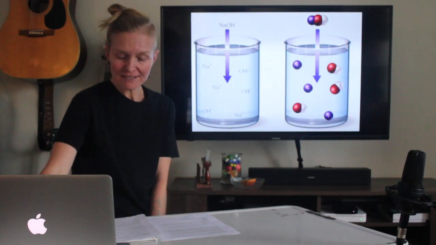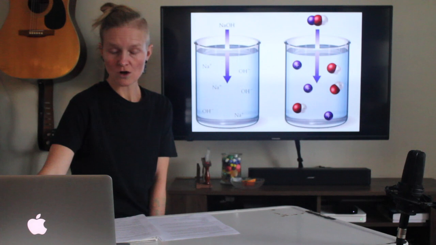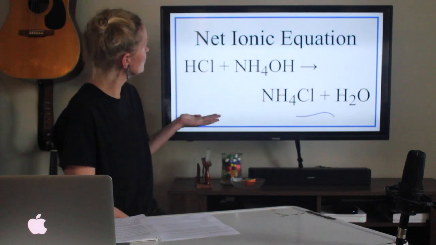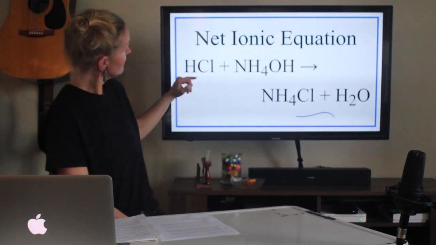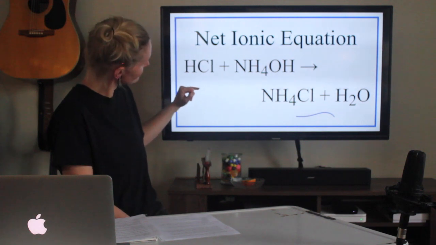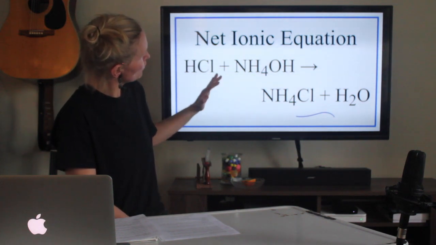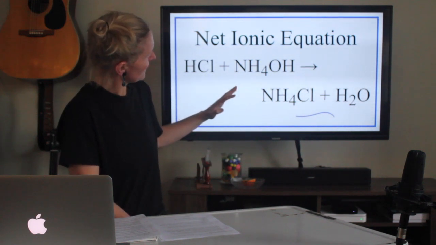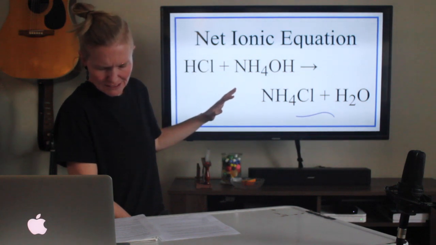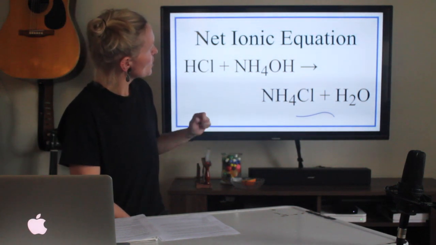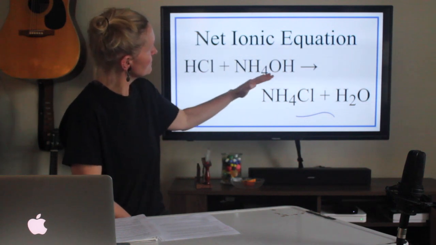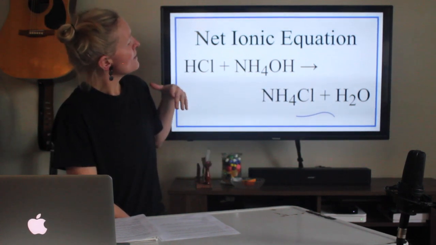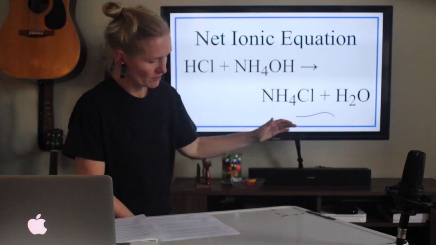So once again, bases will react with acids to form salt and water. And here we have another example of an equation of an acid, HCl, that's hydrochloric acid, and NH4OH, which is, I can't remember what the name of it is, ammonium hydroxide. So hydrogen chloride will react with ammonium hydroxide to form ammonium chloride and water.